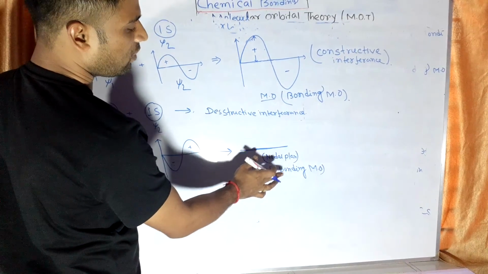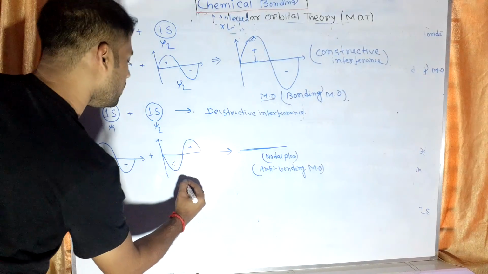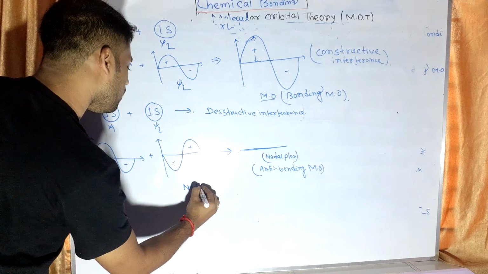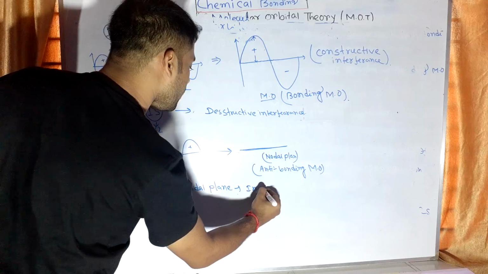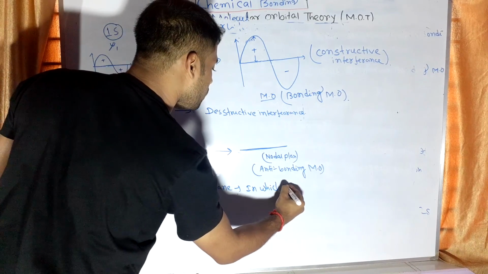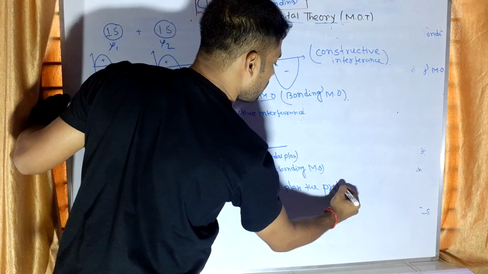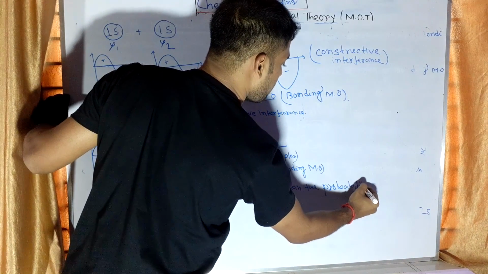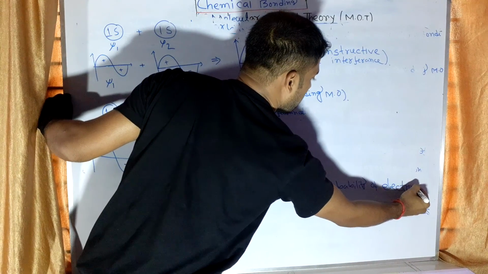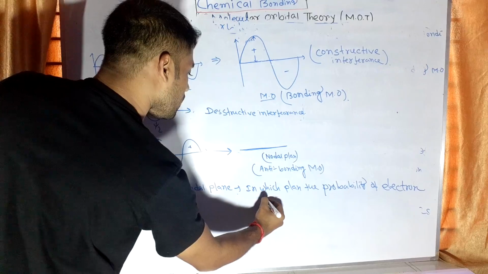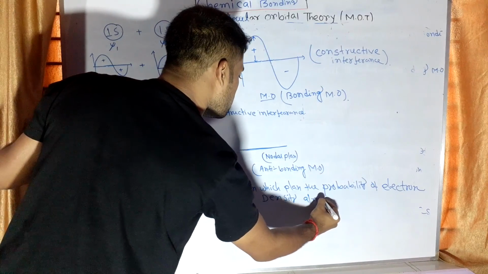In this antibonding orbital, what is a nodal plane? The definition of a nodal plane: the plane in which the probability of electron density is almost 0.